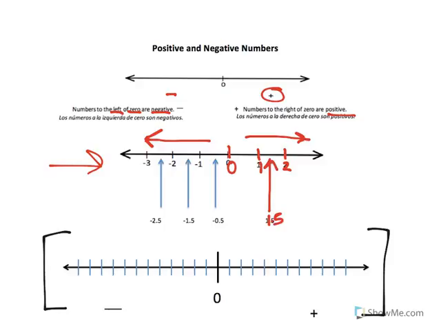On the other side, en el otro lado, we have the negative numbers. Negative 1, negative 2, negative 3. And we can put any negative fractions or decimals in between. Negative 1.5 is here. Negative 2.5 is here.